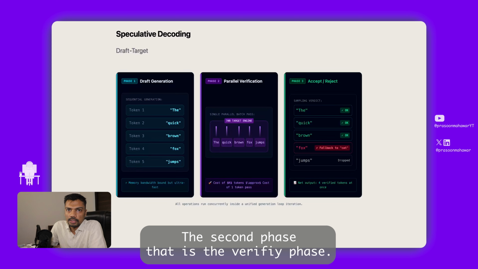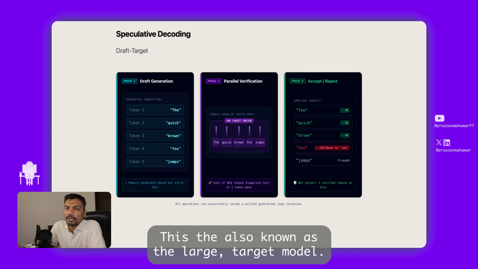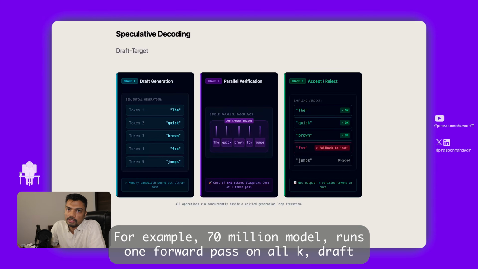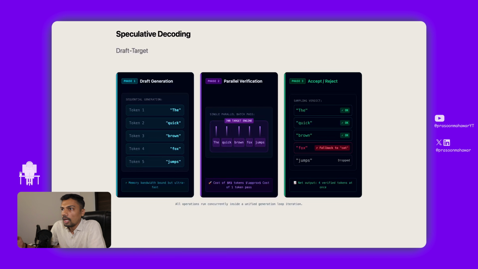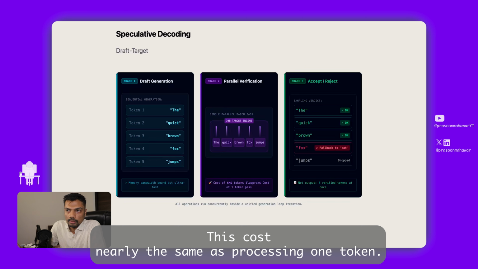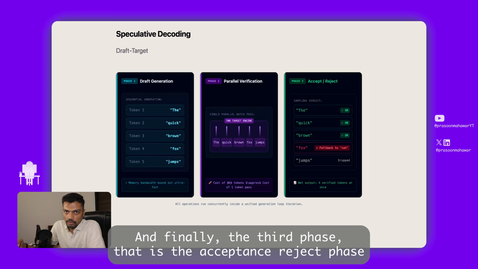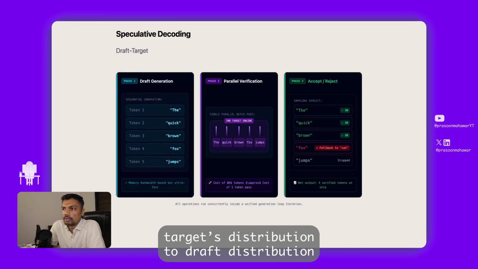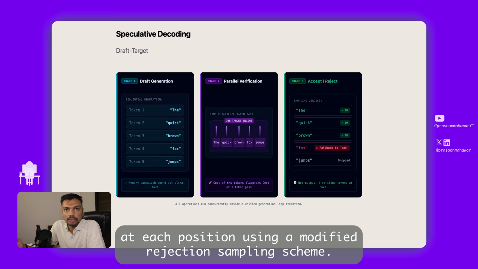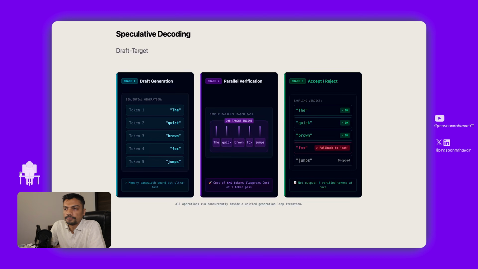The second phase is the verify phase. The large target model, for example a 70 billion model, runs one forward pass on all k draft tokens simultaneously. Because transformers can process sequences in parallel, this costs nearly the same as processing one token. And finally, the third phase is the accept and reject phase, where the target's distribution is compared to the draft's distribution at each position using a modified rejection sampling scheme.